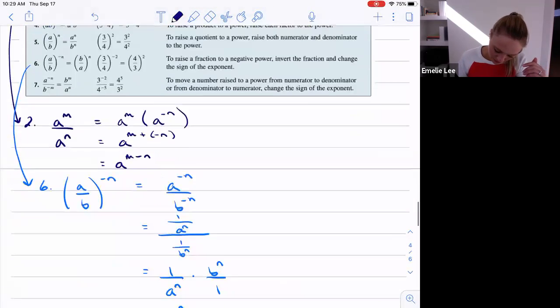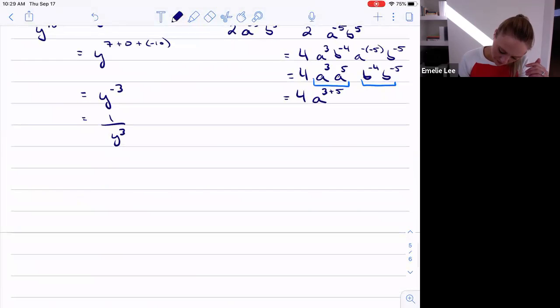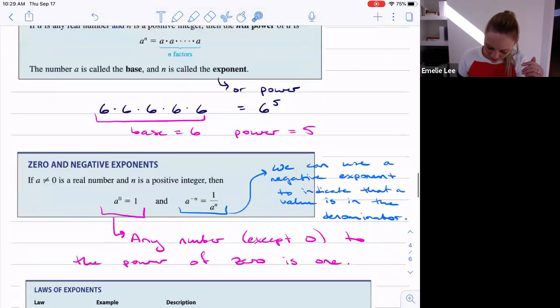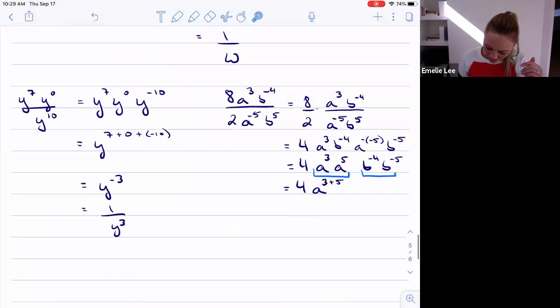Wait, what happened there? There are like little hot zones down here, and sometimes my hand, I guess, goes on there.